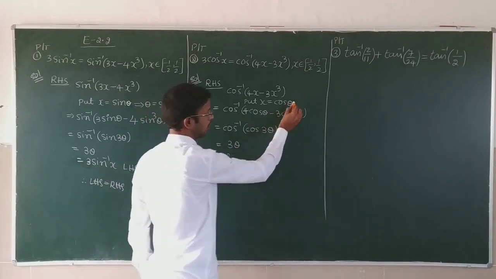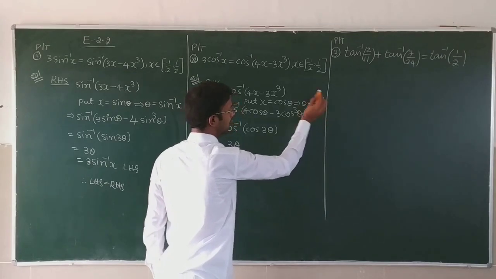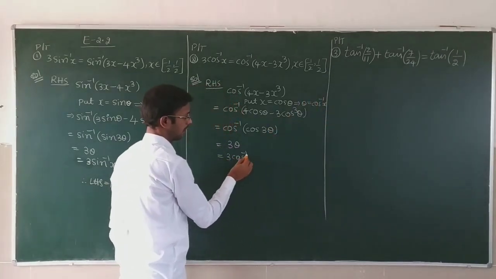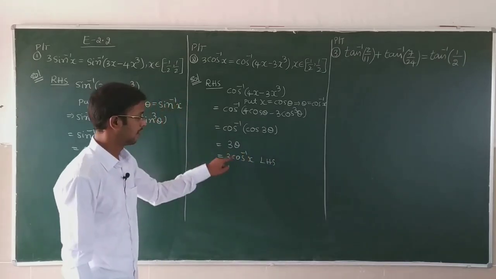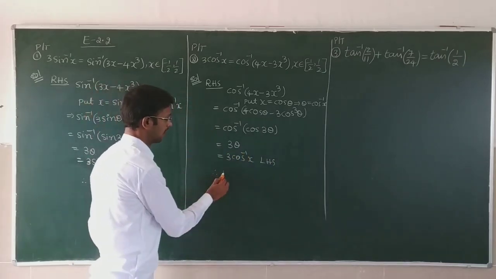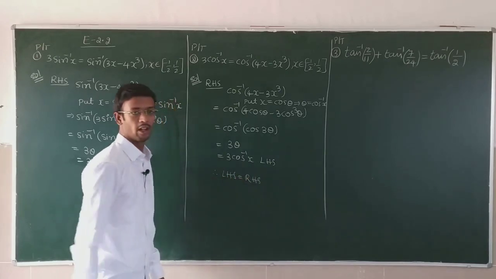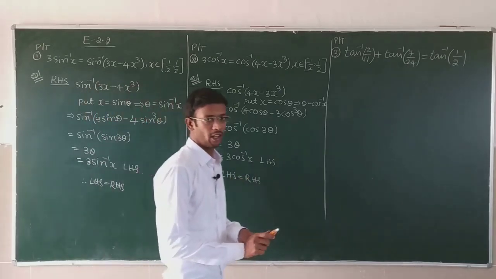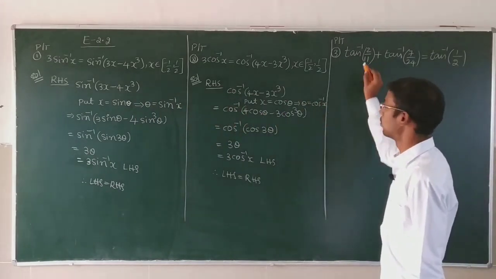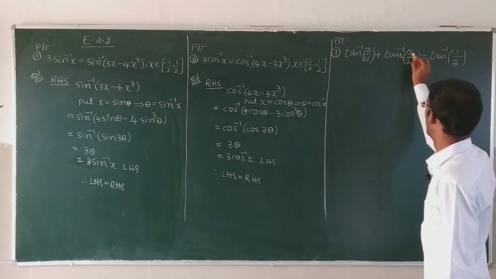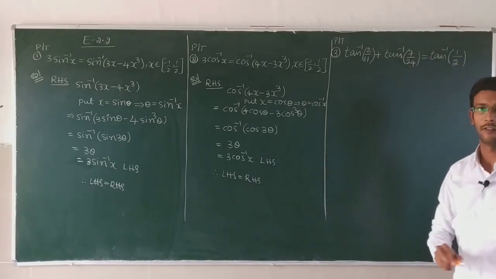Theta is equal to cos inverse x, which is the LHS. Theta value substitution. Therefore, LHS is equal to RHS. Next, problem number 3. Prove that tan inverse of 2 by 11 plus tan inverse of 7 by 24 is equal to tan inverse of 1 by 2.